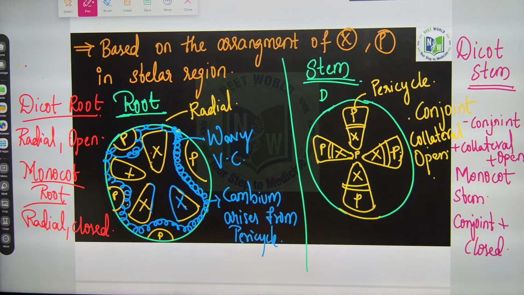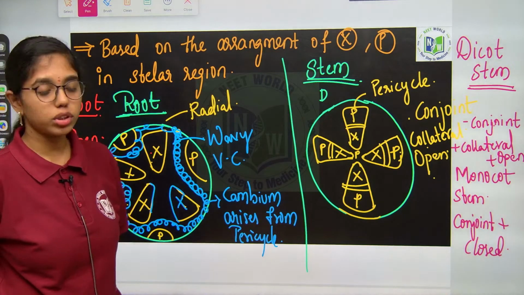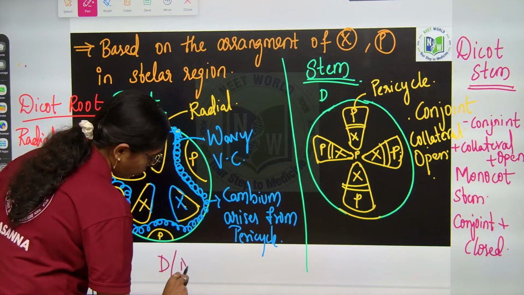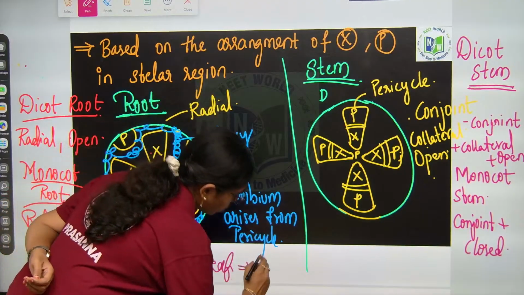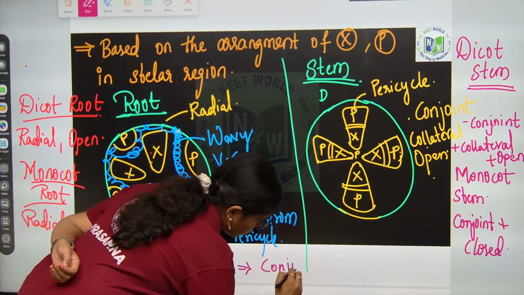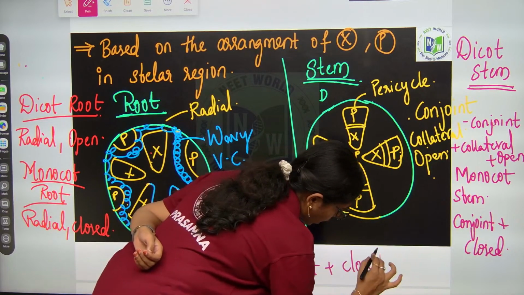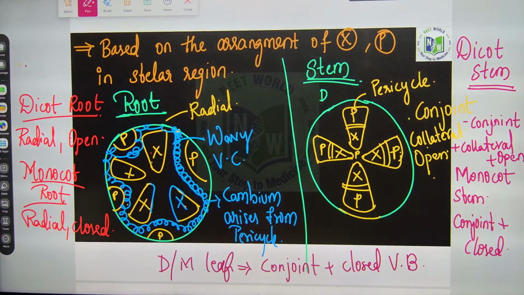Fine. In leaf, both dicot leaf and monocot leaf, you can see conjoint and closed type of vascular bundles. Take down: dicot or monocot leaf, you have conjoint and closed vascular bundles. Clear? Any doubt anywhere?